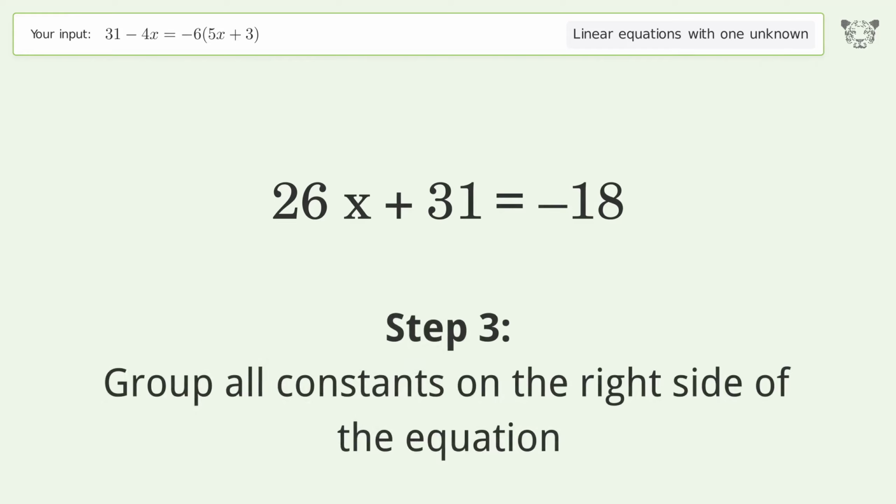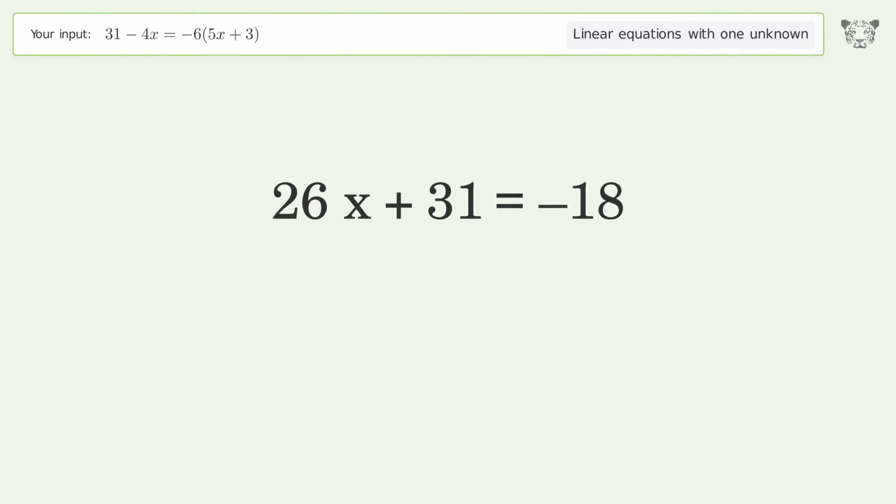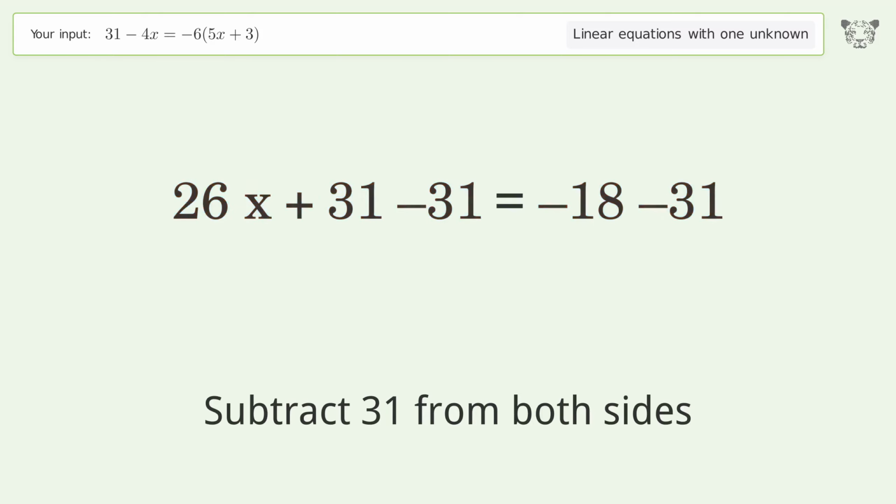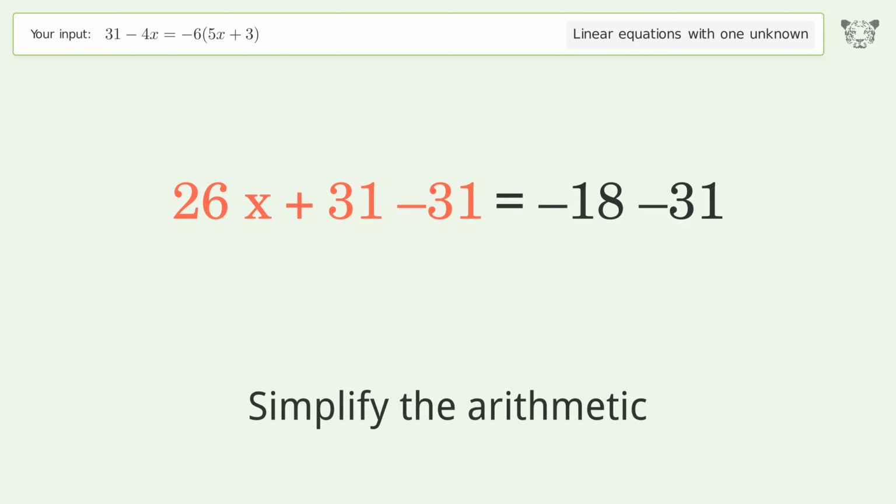Group all constants on the right side of the equation. Subtract 31 from both sides. Simplify the arithmetic.